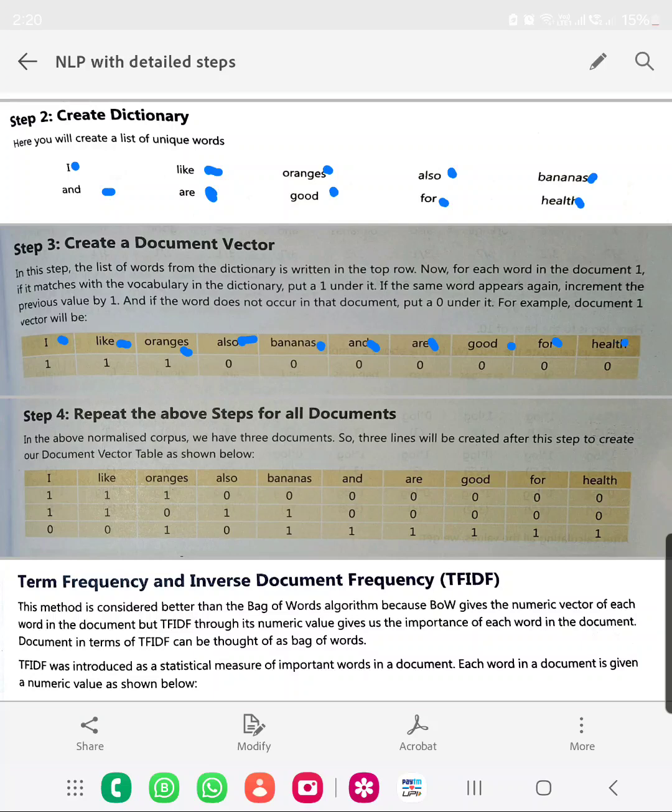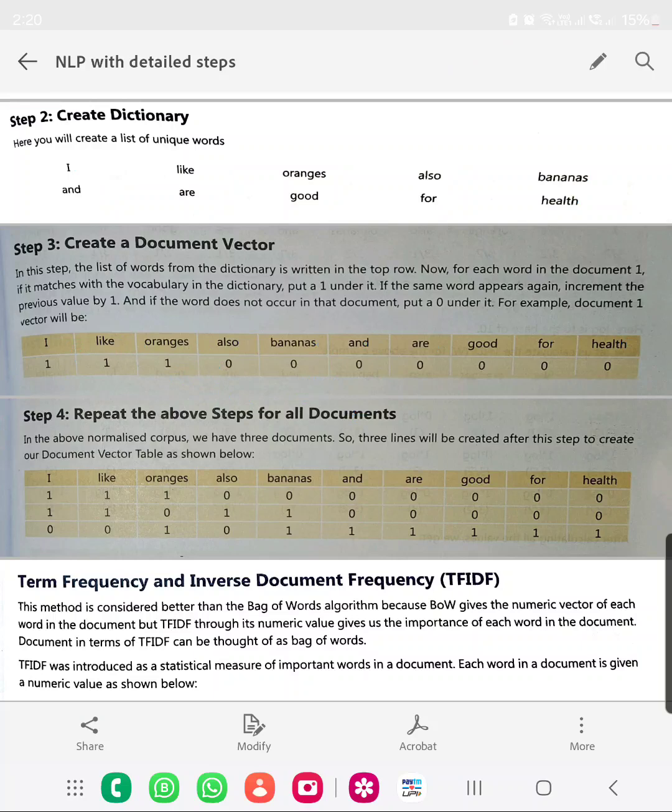Now after this, we take the first document. What was the first document? The first document was I like oranges. So I is used one time, like is used one time, and oranges is used one time. The rest of the words are not used in document 1, so they all are 0, from here to here. So this is the document vector. It simply tells how many times each word of the dictionary is used.